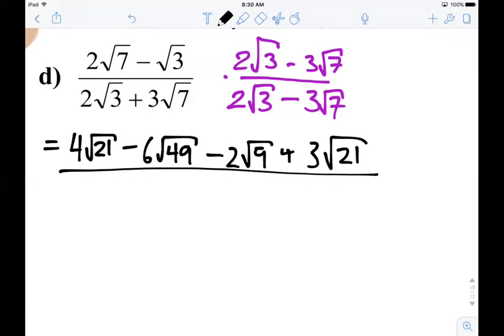What we should start to notice on the bottom, though, is that we should be getting things that can be reduced into just regular whole numbers. So remember that those two denominators now are going to multiply out into essentially a difference of squares. So 2 root 3 times 2 root 3 is 4 root 9. There aren't going to be any middle terms, so it's just going to be subtracted with 3 root 7 times 3 root 7, which is 9 root 49.